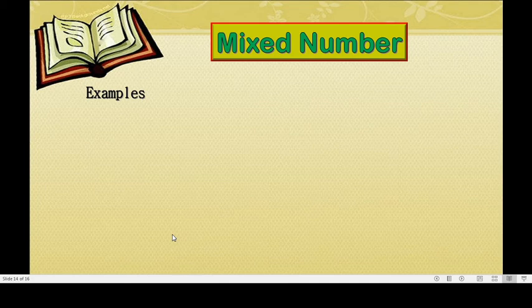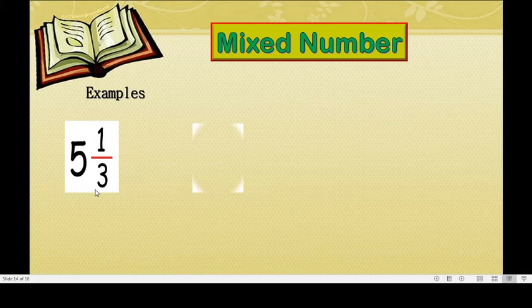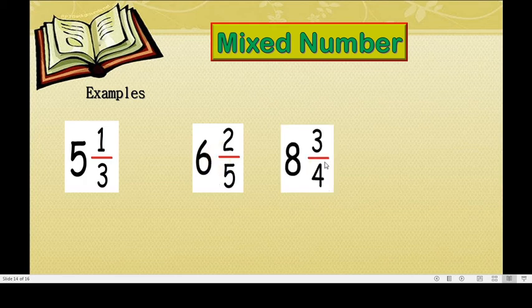So let's have examples of mixed numbers. Let us read 5 and 1/3, 6 and 2/5, 8 and 3/4, 7 and 5/9. We can read those fractions in a different way.